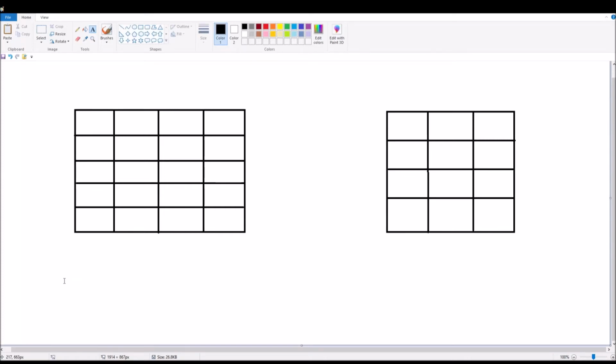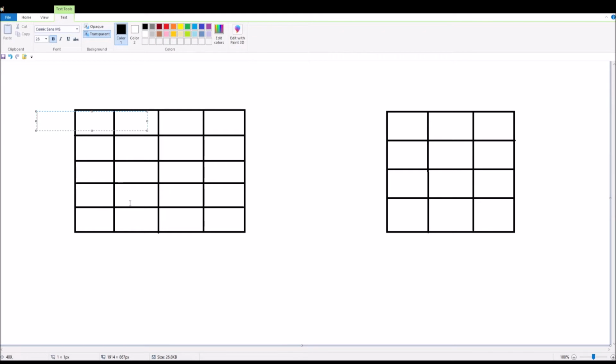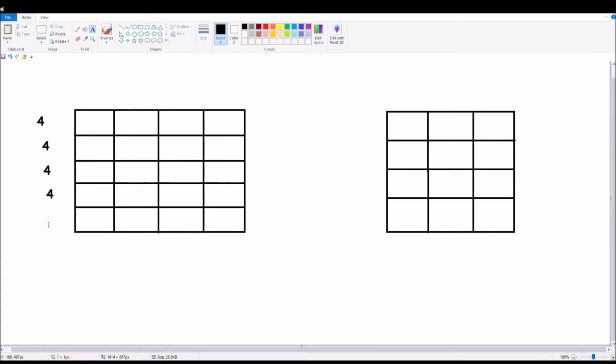Okay, welcome back. So last week we talked about arrays, and you can see that I have two arrays set up here. When we were doing our arrays last week, we talked about how you can find out the total by taking the number of items in each row and adding them up multiple times. So right here you would have 1, 2, 3, 4. So you've got 4 plus 4 plus 4 plus 4 plus 4. That's 5 sets of 4.